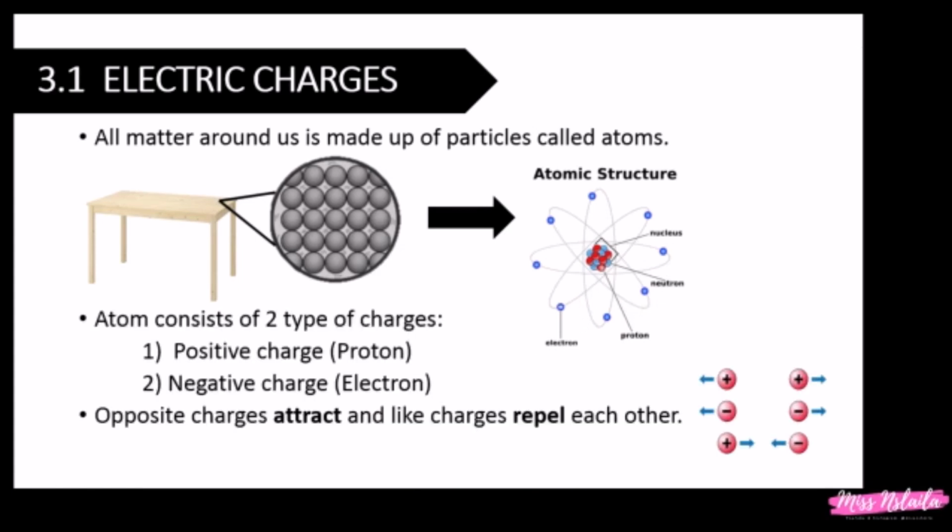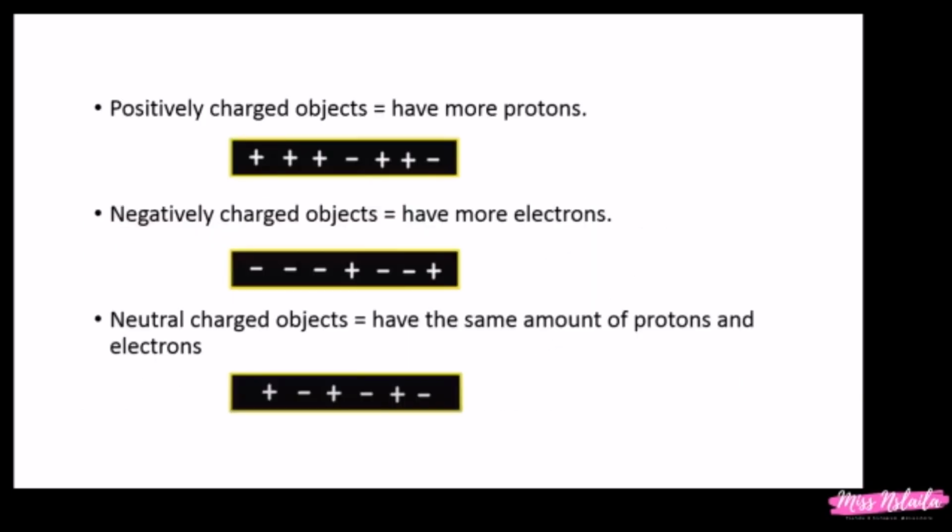So atom consists of two types of charge. First, positive charge, known as proton. Second, negative charge, known as electron. Opposite charges attract and like charges repel each other. How do we know whether the object is positively charged or negatively charged? A positively charged object has more protons, while a negatively charged object has more electrons. Meanwhile, a neutral object has the same amount of protons and electrons.